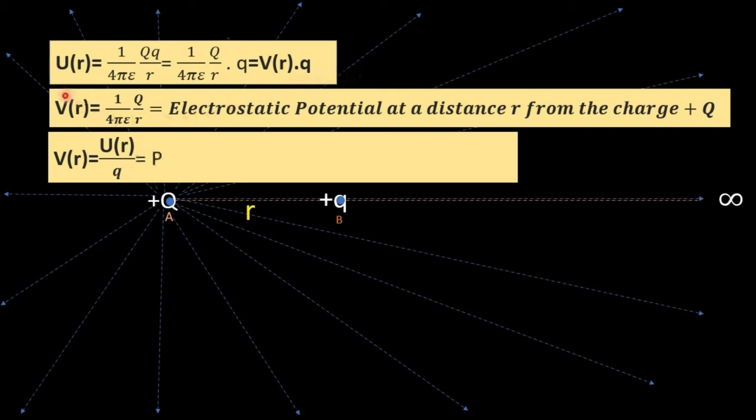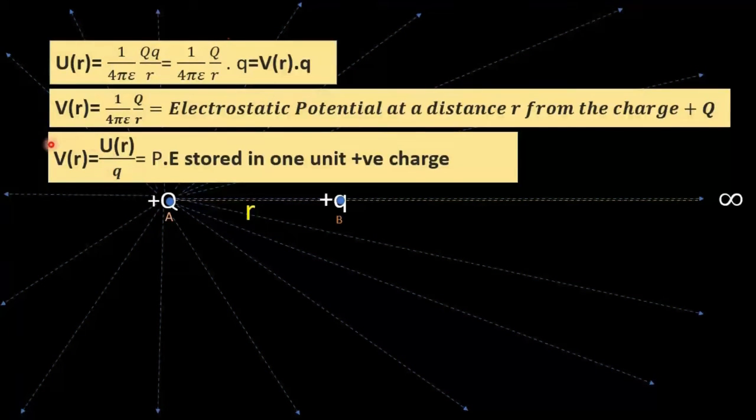From this equation we can write electrostatic potential is equal to electrostatic potential energy divided by the charge which is present at a distance small r from the source charge, and this can be defined as the potential energy stored in 1 unit positive charge. Hence, in books, the definition of electrostatic potential is given by the amount of work done in bringing a unit positive charge from infinity to a distance small r from the source charge.